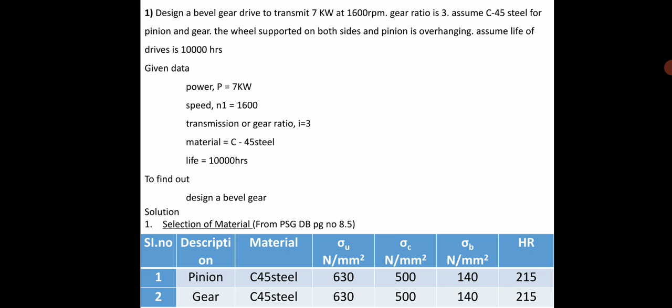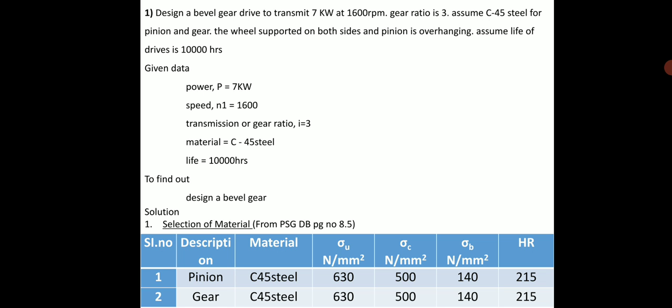First, problem number 1. Design a bevel gear to transmit 7 kW at 1600 rpm. The gear ratio is 3. Assume C45 steel for pinion and gear. The wheel is supported on both sides and the pinion is overhanging. Assume the life of the drive is 10,000 hours.